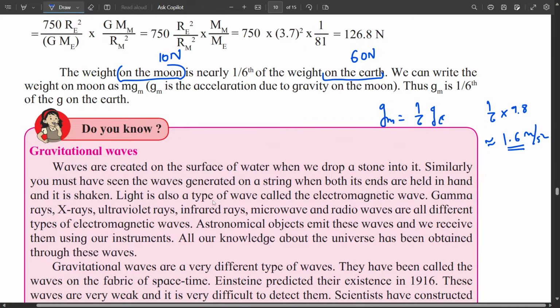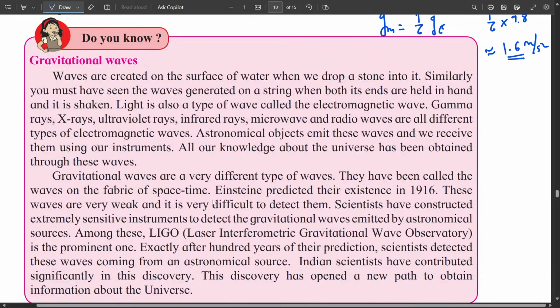Gravitational waves. Waves are created on the surface of water when we drop a stone into it. You have seen the waves created on the water surface. Similarly, you have seen the waves generated on a string when we shake its one end.